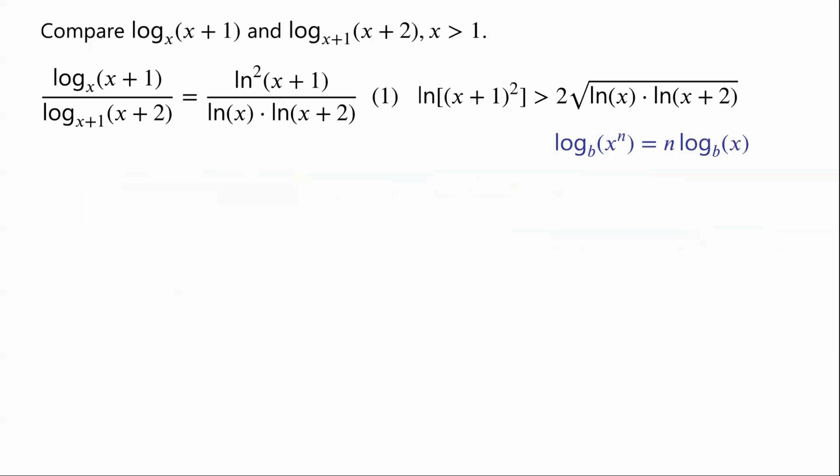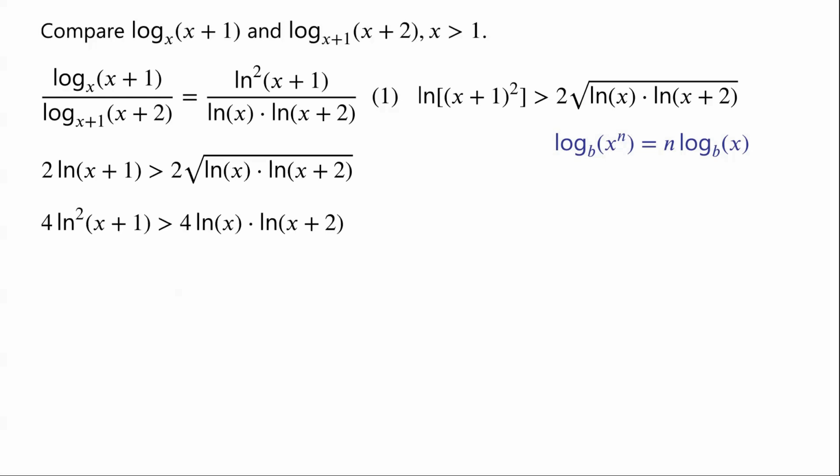We know the power rule for logarithms, log to base b of x to the power of n, equals n times log to base b of x. By applying this, the left side of the inequality can be written as 2 times ln of x plus 1. Now square both sides of the inequality, we have 4 times ln of x plus 1 all squared is greater than 4 times ln of x times ln of x plus 2. 4 on the left side of the inequality and that on the right side of inequality cancel. So we have ln of x plus 1 all squared is greater than ln of x times ln of x plus 2.